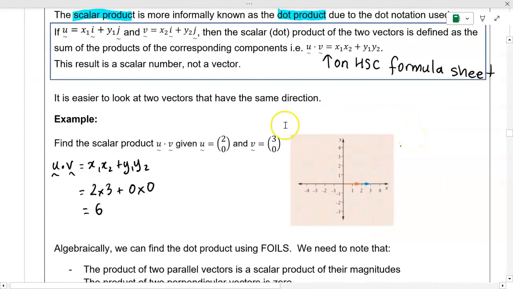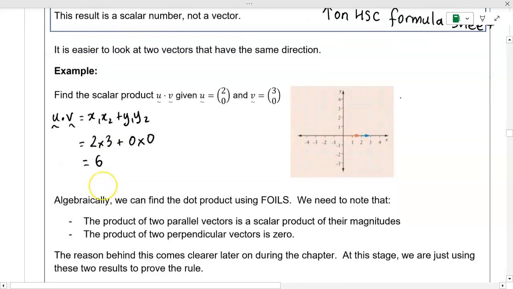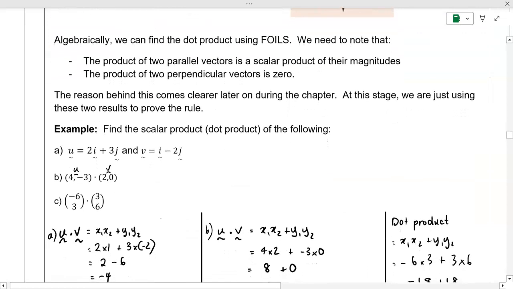So let's have a look at this one here. We're going to find the scalar product, u dot v, given that these are our two vectors, (2, 0) and (3, 0). There's a picture of them drawn there, so they're parallel vectors. If we were to multiply u and v by the dot product, we're going to multiply our x's, which is the 2 and the 3, and then we're going to add to that the multiplication of our y's, which is the 0 and the 0. So we end up with 6 plus 0, which is 6. That is our answer. I don't want a vector, I don't want (6, 0). We need to add those two parts together. We'll have a look later on about perpendicular and parallel vectors, so we're not going to talk about that here. That'll be in the next video.